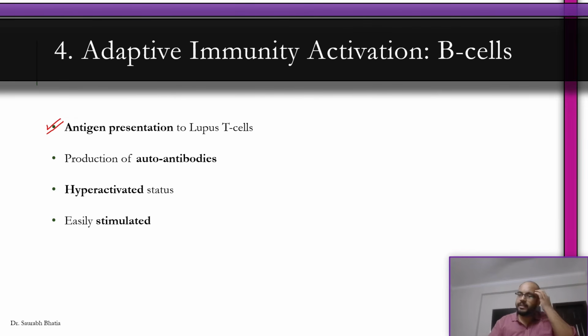The activated B cells in lupus are stimulating T cells by acting as antigen presenting cells. These activated lupus B cells are responsible for production of autoantibodies. These B cells have a hyperactivity status. They are working more than usual, and they also can be easily stimulated. So the threshold of stimulation is also lower in B cells in lupus patients. Clear? Let's move forward.